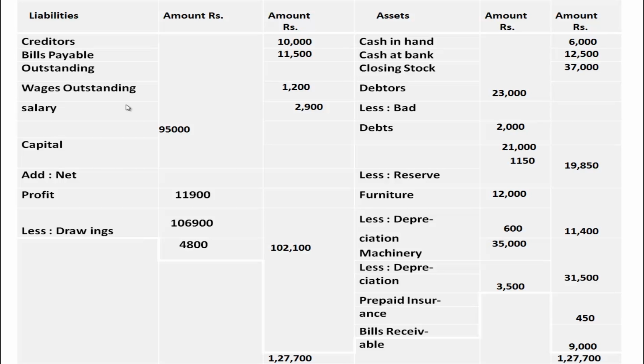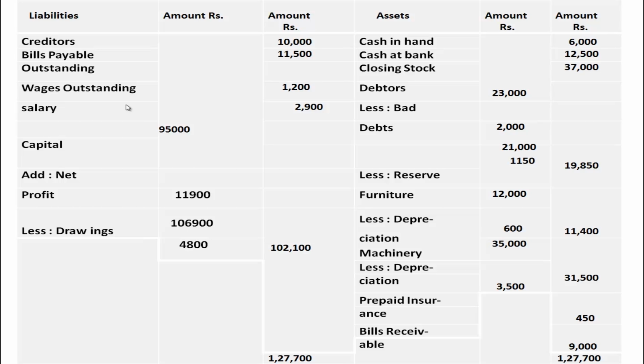Now go to the asset side. On the asset side, we start from the liquid assets to the long term assets or fixed assets. So first we start from the cash in hand. Cash in hand is given 6,000. Cash at bank is 12,500. Closing stock, given in an adjustment entry, which is an asset of the firm, is 37,000. Debtors is given 23,000. We have to reduce the bad debts amount of the debtors, which is 2,000. So the final amount is 21,000.